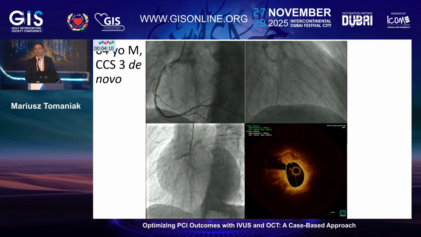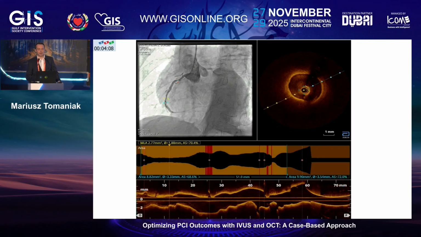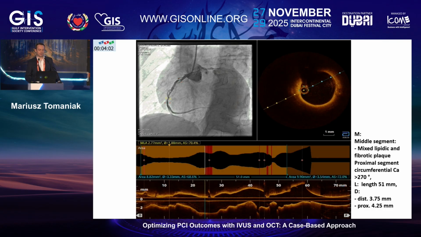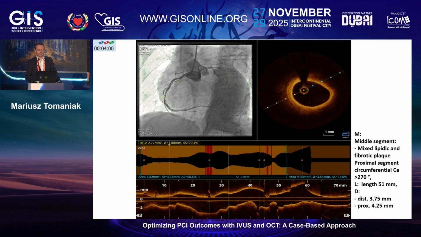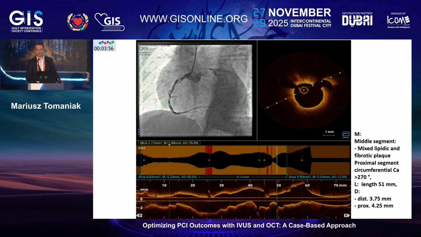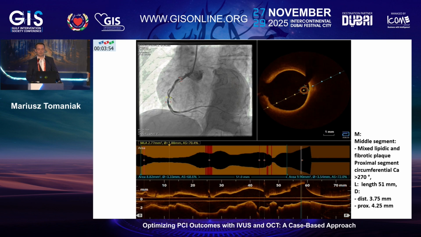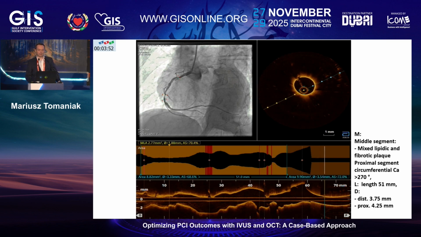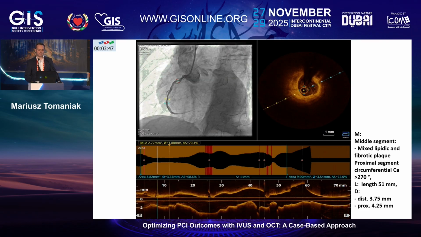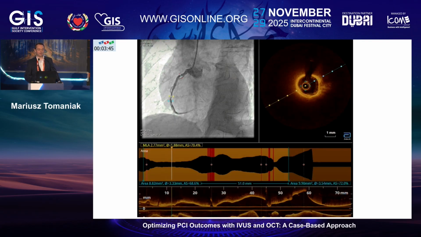But imaging is not only about calcium. We can also very elegantly visualize mixed lipidic plaque, as we can see here in the mid segment of the RCA. That is accompanied by an almost circumferential calcified plaque with a degree of calcium above 270. The calculated length was around 50 millimeters, distal reference 3.75, proximal 4.25.